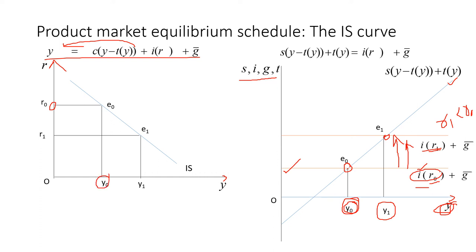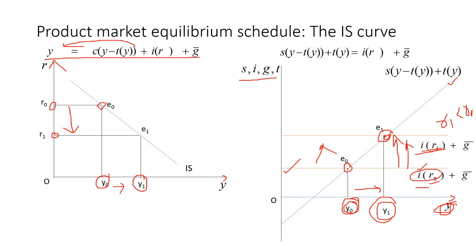This is your income. E0 is your equilibrium. Then you take another point, because for drawing a curve you need at least 2 points. So you take another point, you lower your R, your investment line will shift upward, and you get another equilibrium point, and another equilibrium income which is higher than Y0. So we are just using that result here. When we are lowering our rate of interest from R0 to R1, we are getting a corresponding income which is higher than Y0.